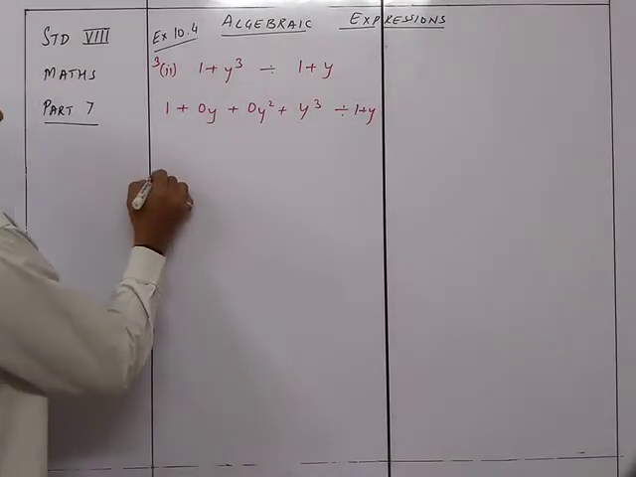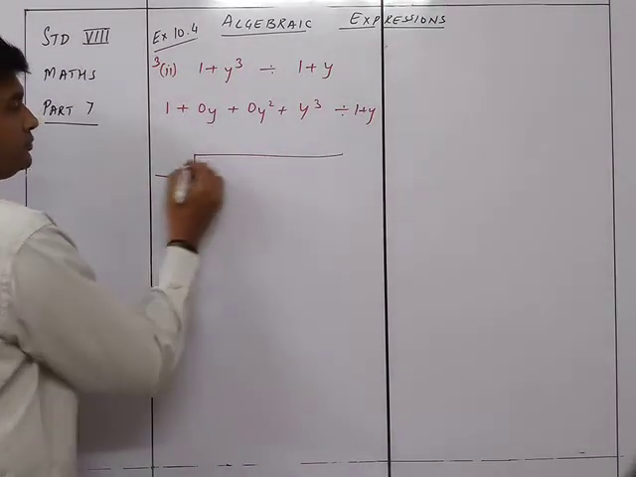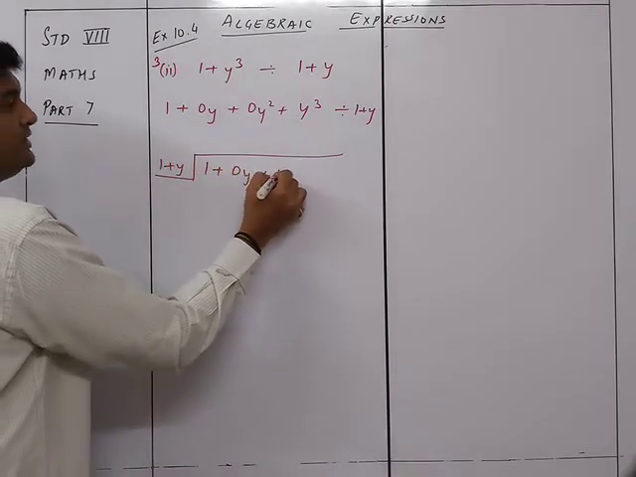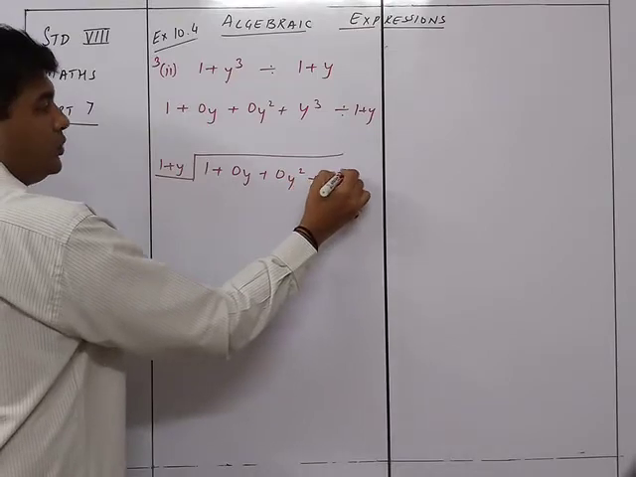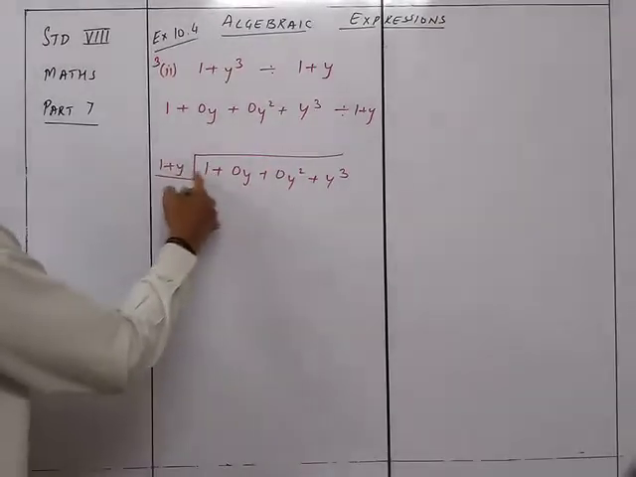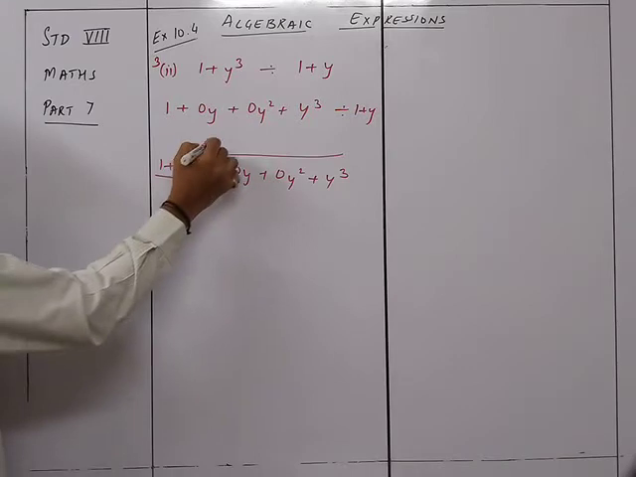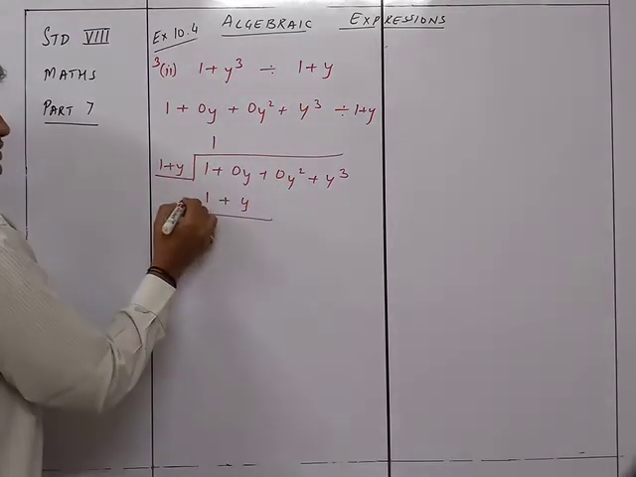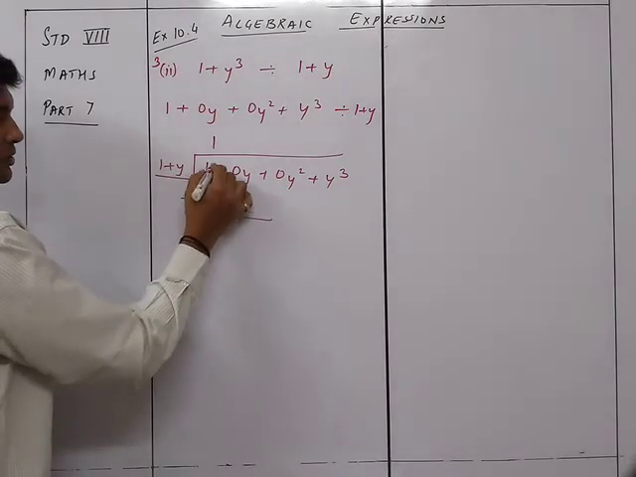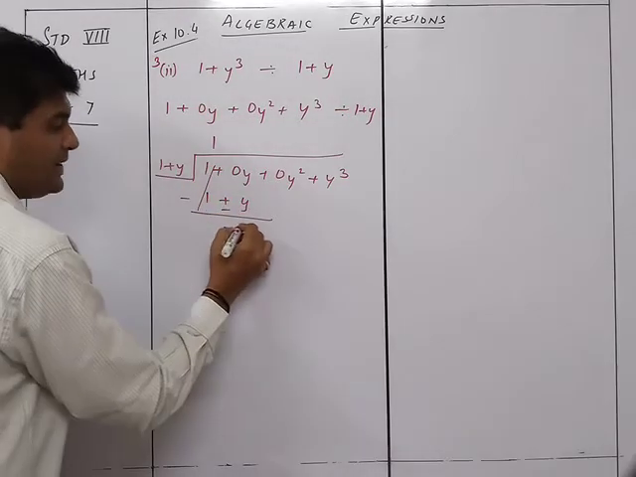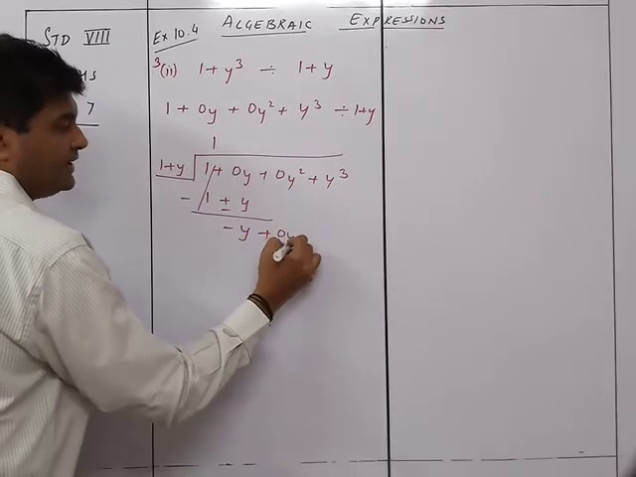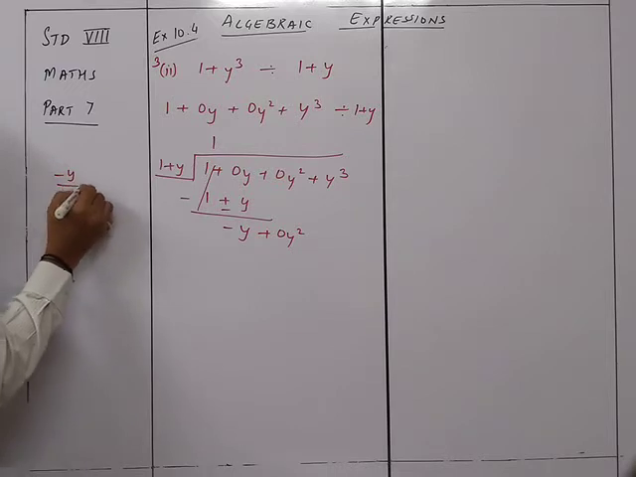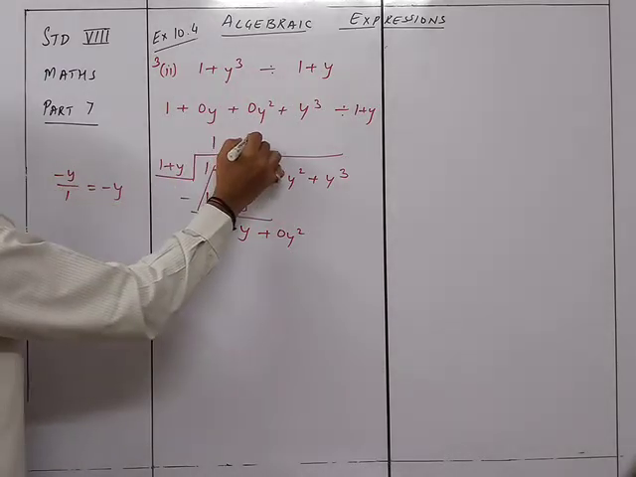So we see here, you are going to divide 1 plus 0y plus 0y square plus y cube by 1 plus y. So the first two terms are 1 and 1, so 1 upon 1 will be 1. Multiplying 1 by 1 plus y gives 1 plus y. This will be subtraction, so this will become 0 and this will become minus y plus 0y square. So minus y upon 1 is minus y. So we put minus y over here.